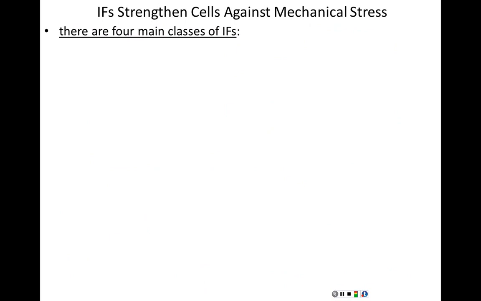There are four main classes of intermediate filaments that we'll discuss and differentiate between. The first are the keratins. The keratin filaments can be found in all epithelial cells.